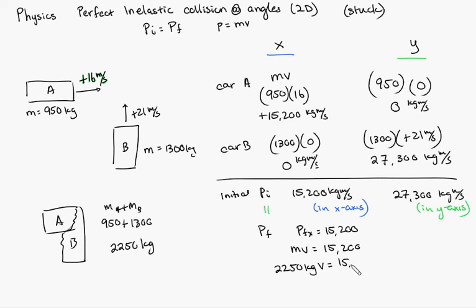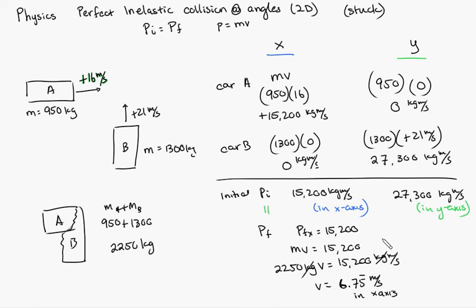Velocity equals 15200 kilograms meters per second. We're going to divide out kilograms, right? And we're going to be left with velocity. So divide both sides by 2250, 15,200 divided by 2250, and we're left with 6.75 meters per second. And this is in x. Oops. Let me just erase it. X axis.